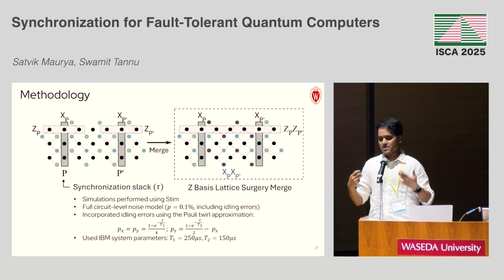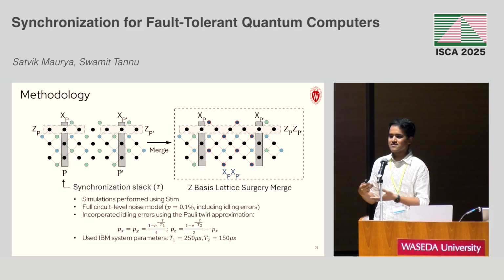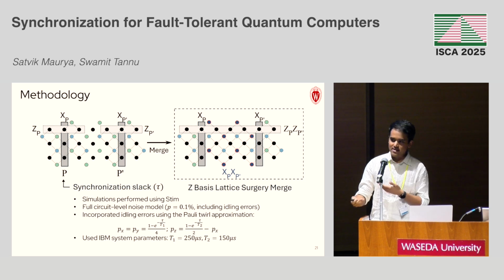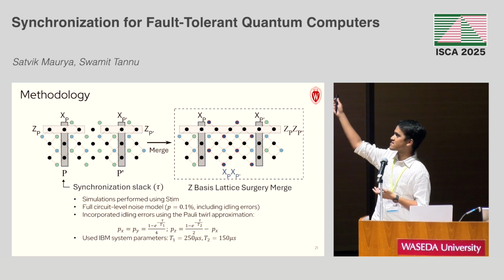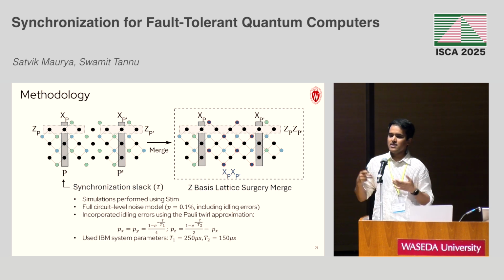We built a scheduling pass on this lattice surgery circuit that could identify idling periods, that could insert idling errors, and so that we could insert the synchronization slack tau into the computation so that we could account for all these idling errors that happen during synchronization.